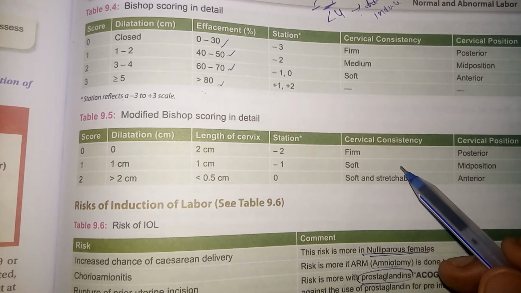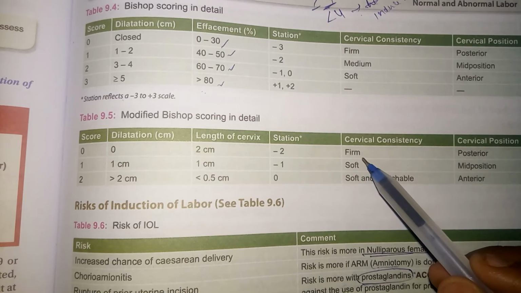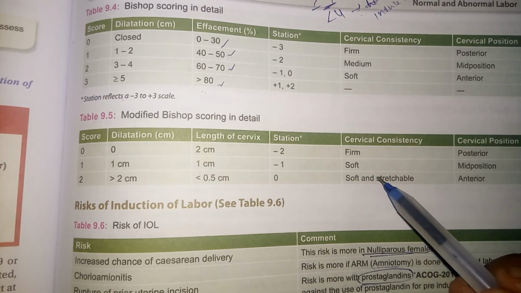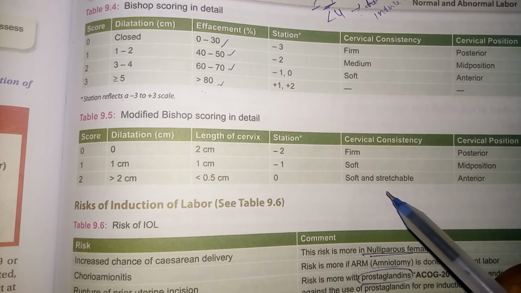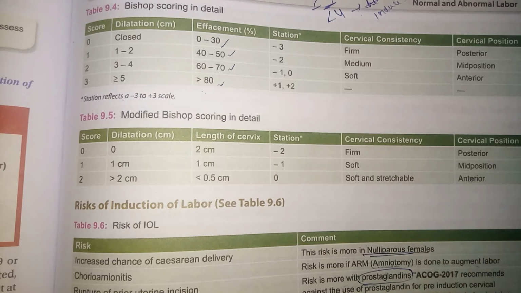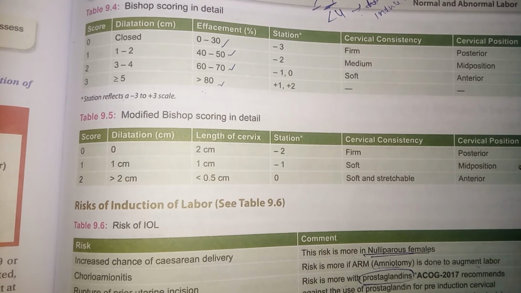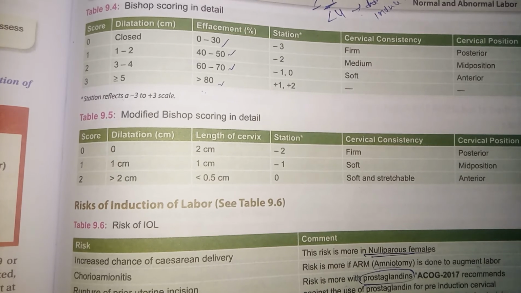Then moving to cervical consistency. 0 is given when the cervical consistency is firm. 1 is given when cervical consistency is soft, and 2 is given when the cervical consistency is soft and stretchable. Right? Then moving to cervical position. When the cervical position is posterior, then the score is 0. When the cervical position is mid position, the score is 1. When the cervical position is anterior, the score is 2. Right? This is the modified Bishop scoring.